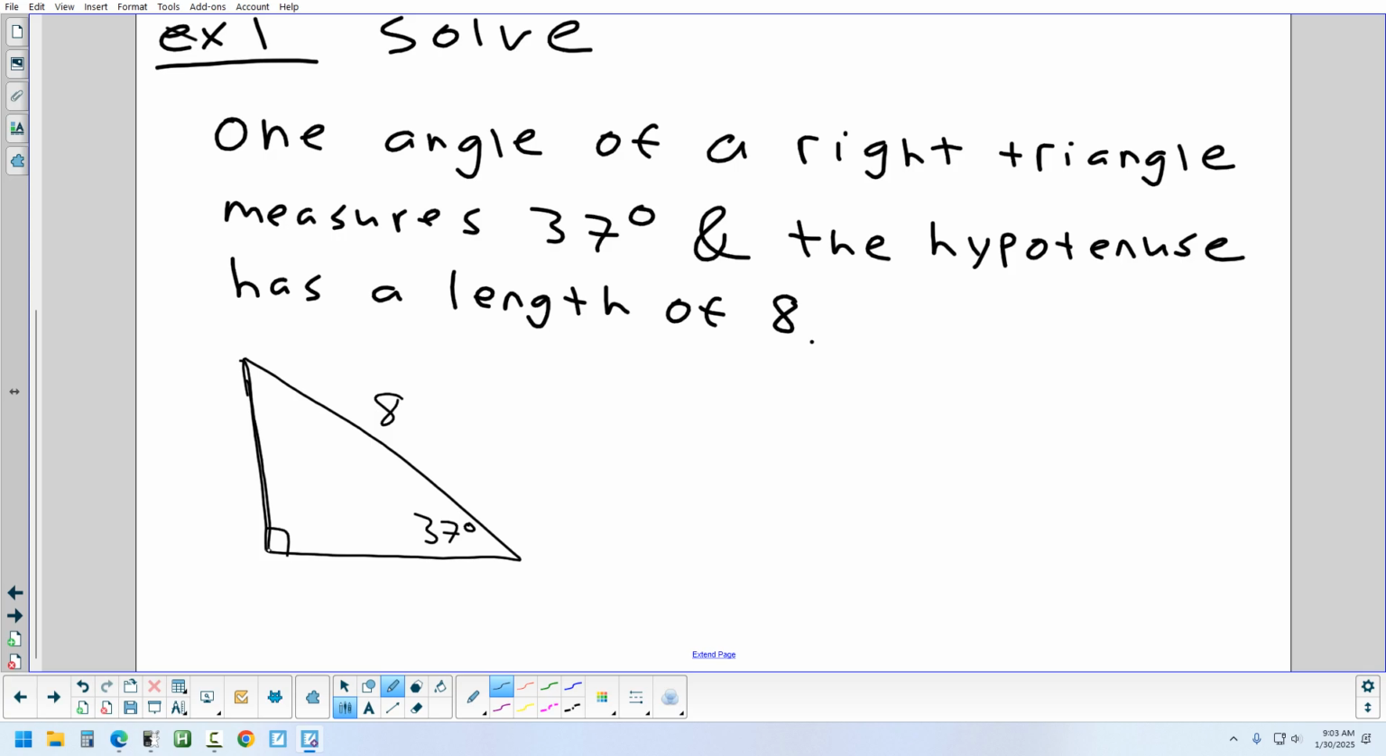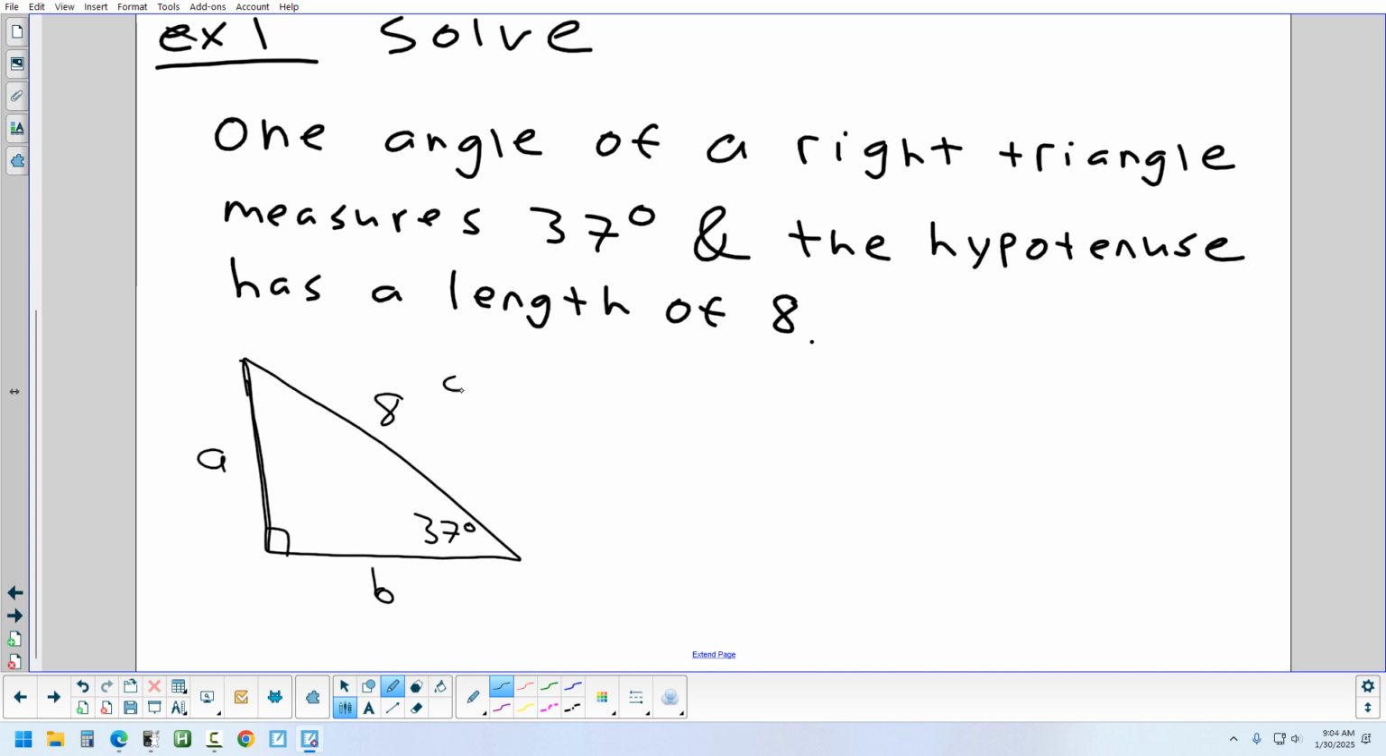Kim? Yeah, we can label that A. That works. How about the bottom side? What letter could we use? Yeah, we could use B. Okay, we can label that side C, but we know it's A, so we don't really need to call it C.